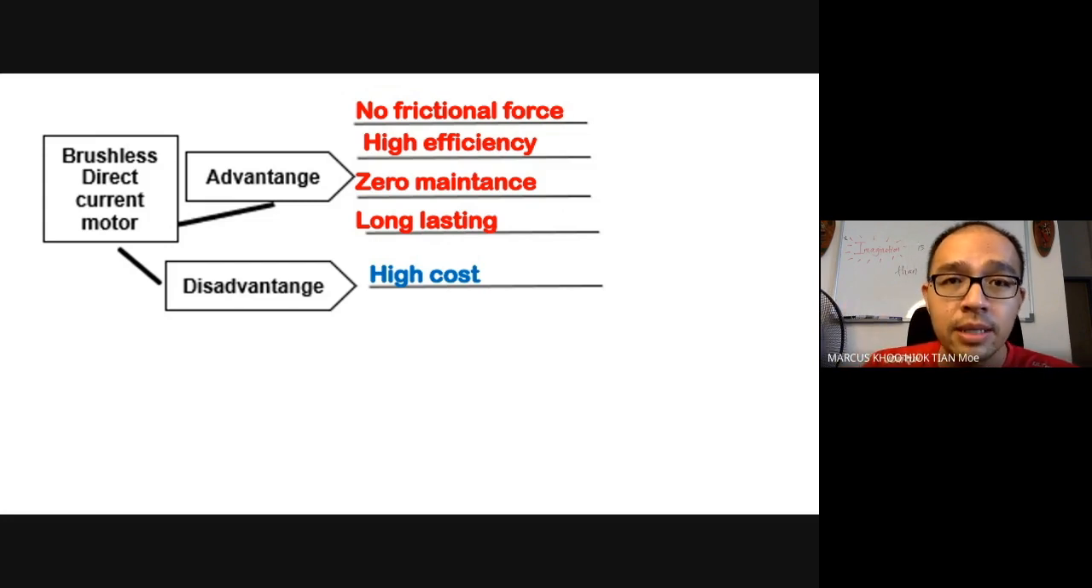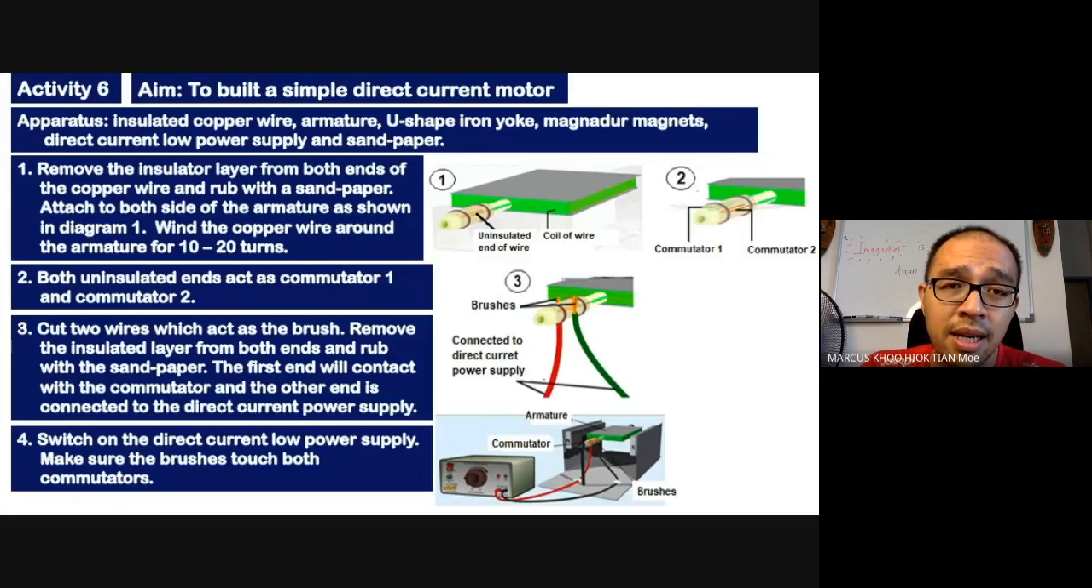Okay, now these are two activities which I really wanted to do when we go back to school, but now since we have to do it here, there's nothing much we can do. I wanted you all to build a simple direct current motor using the stuff in the lab. You can try to do this at home, but I'm not sure whether you have all these materials.